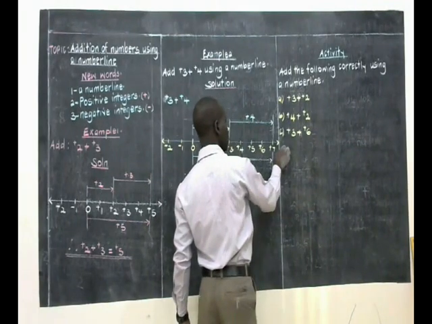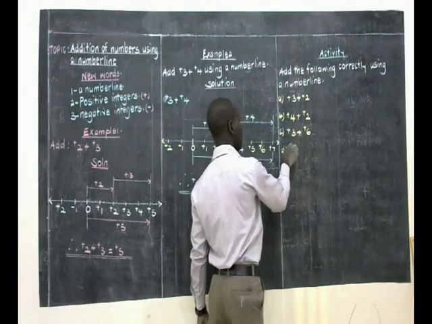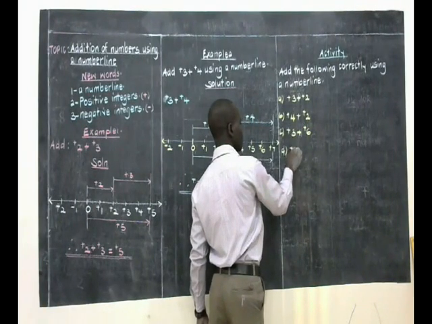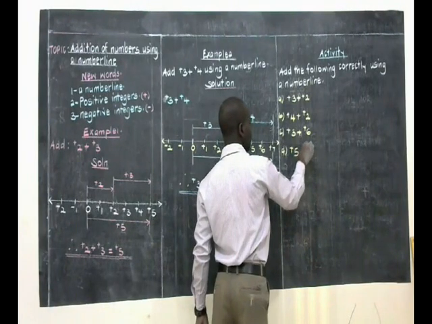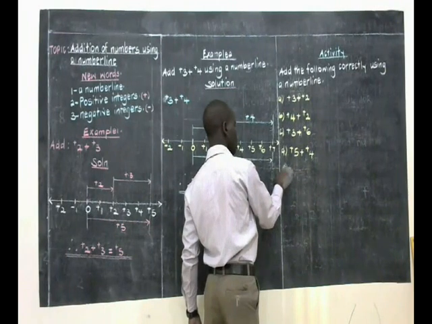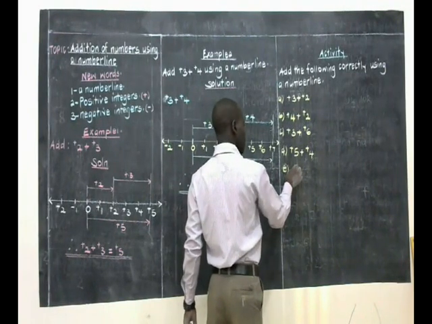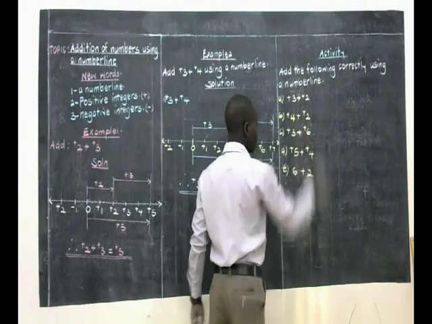And D part of it is saying positive 5 plus positive 4. And E is just saying 6 plus 2. So let's try those now.